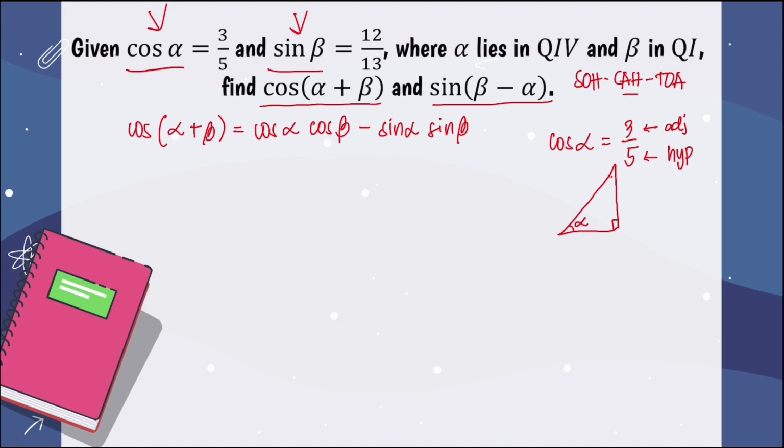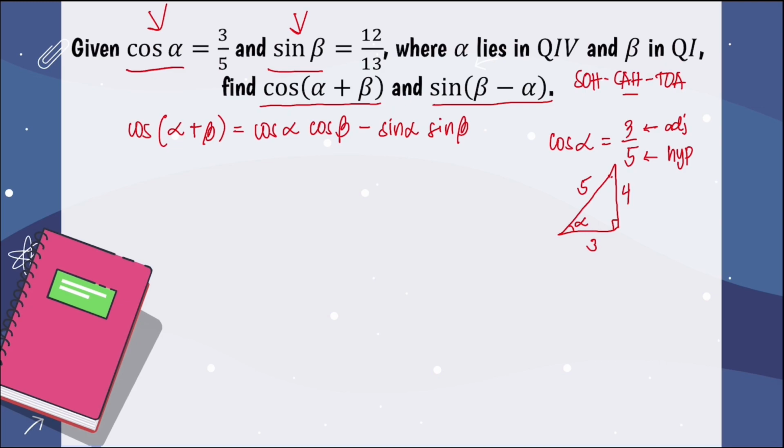Now, since we know the length of the sides, we have 3 as the adjacent and 5 as the hypotenuse. From here, we can now use the Pythagorean Theorem and solve for the missing side. So since this is 5, this is 3, you get the square of 5 and then subtract the square of 3, that will be 16, and then get the square root, so we have 4 as the opposite side. So again, to get 4, you just have to apply the Pythagorean Theorem.